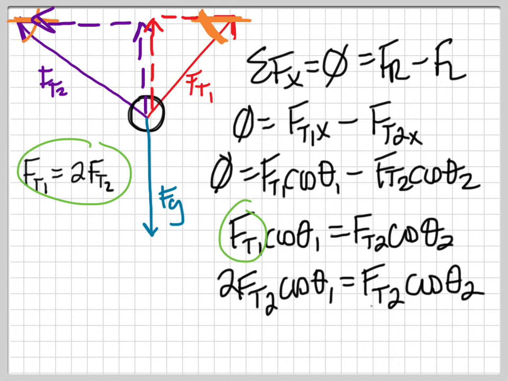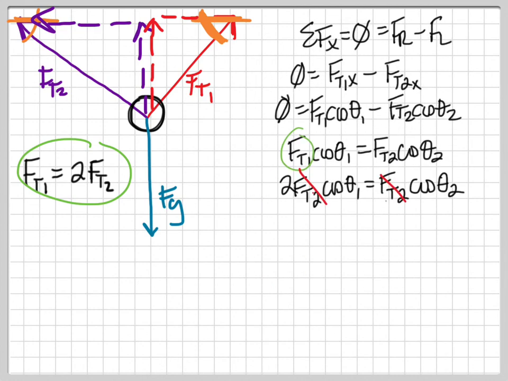Oh, I think I remember how this goes. Now, can we eliminate our force of tension here? Heck yeah. Gone. Factor out, divide both sides by FT2. What do we have now? We have the deep conviction and calming reassurance that 2 times the cosine of theta 1 is equal to cosine of theta 2.